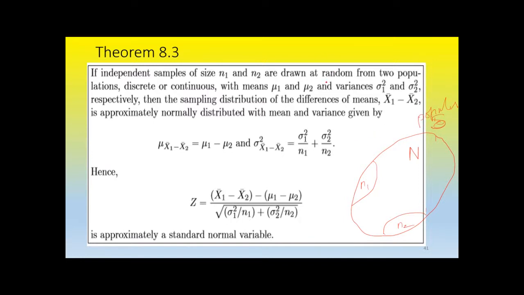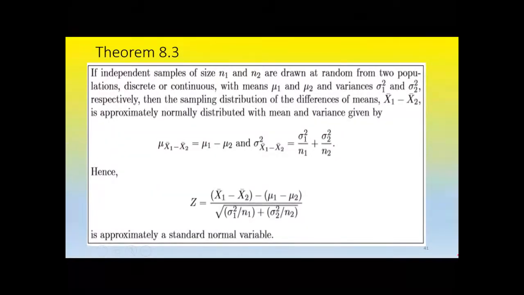Okay, we are drawing from two populations. This definition says you are taking two different samples, not from the same population, but from two different populations, discrete or continuous, with means mu1 and mu2, and variances given respectively. Then the sampling distribution of the difference of the means.